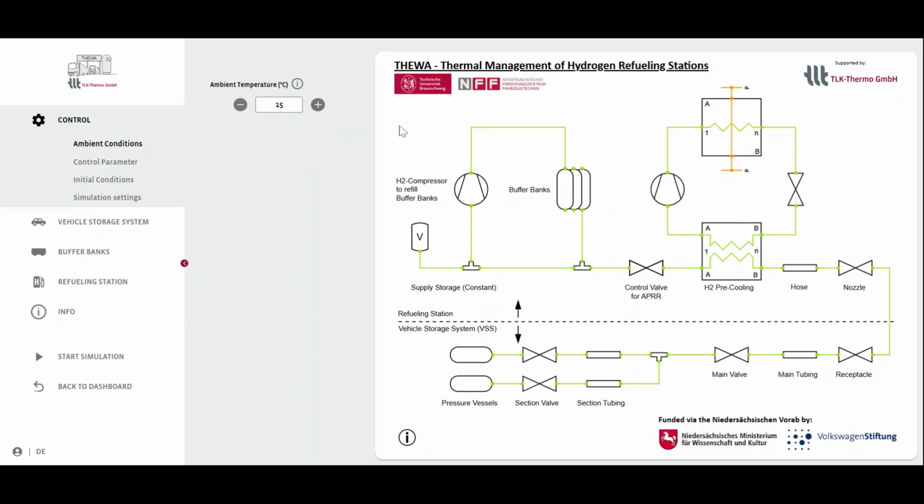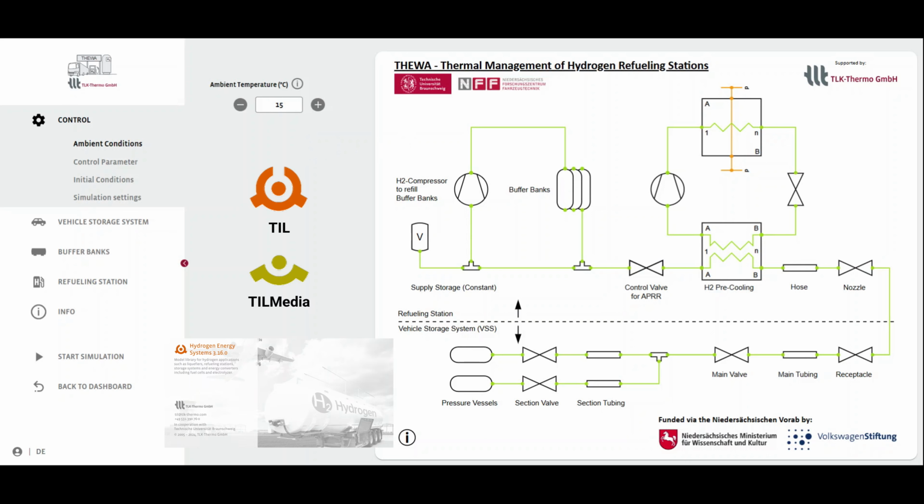On the right side, you see the system model that is underlying this web tool. The system model is based on our software package TIL Suite, which includes the model library TIL for thermal components and systems using the modeling language Modelica, and the material data library TIL Media, as well as the add-on Hydrogen Energy Systems, which contains specific component and system models for hydrogen applications.